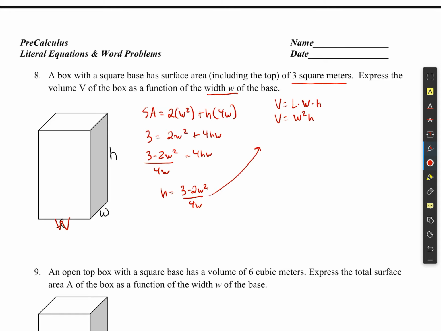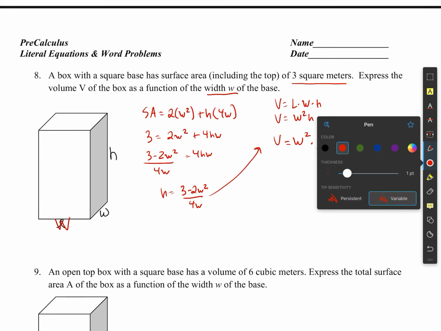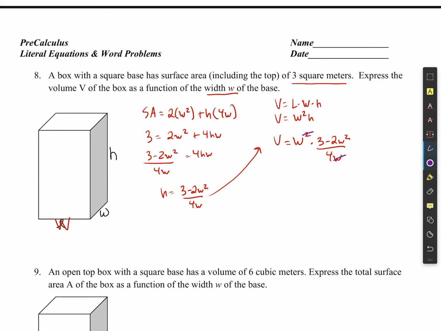Alright, now I can plug in. So I got volume equals w squared times 3 minus 2w squared over 4w. Simplify, cancel, cancel. Volume equals 3w minus 2w cubed over 4.